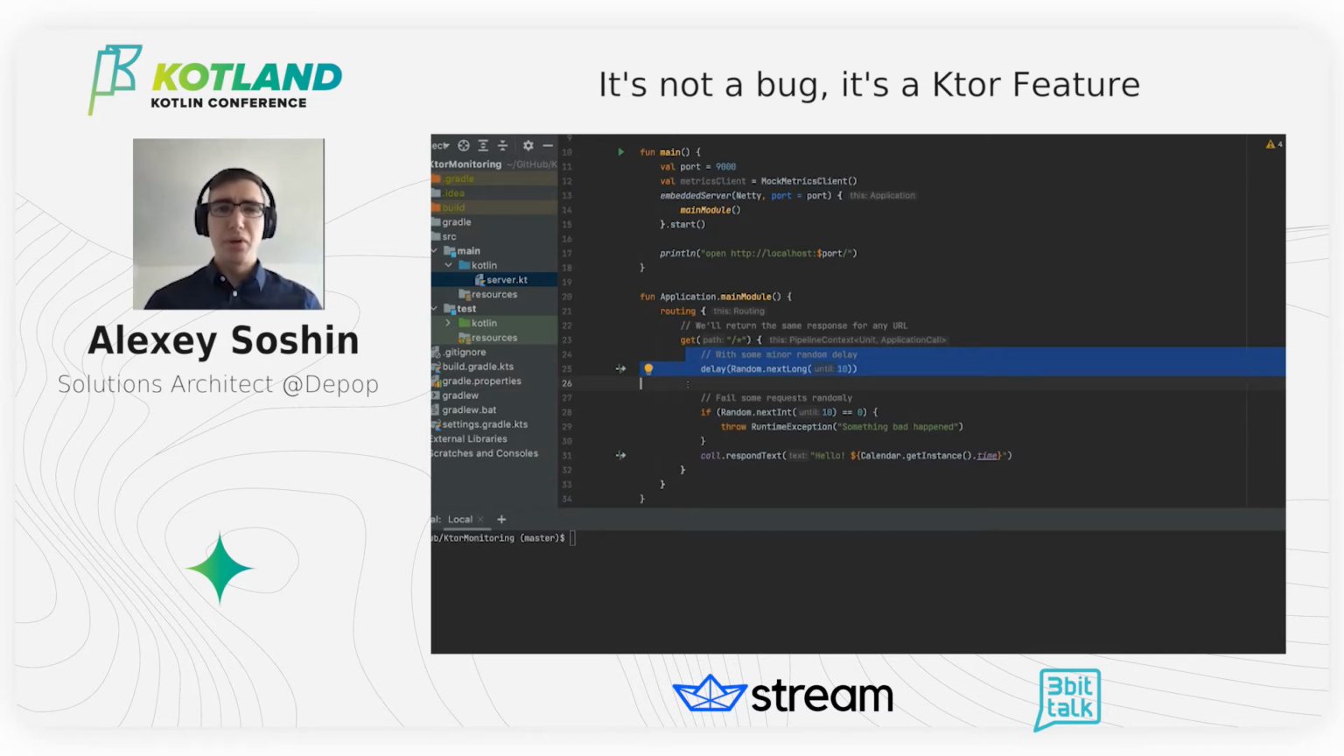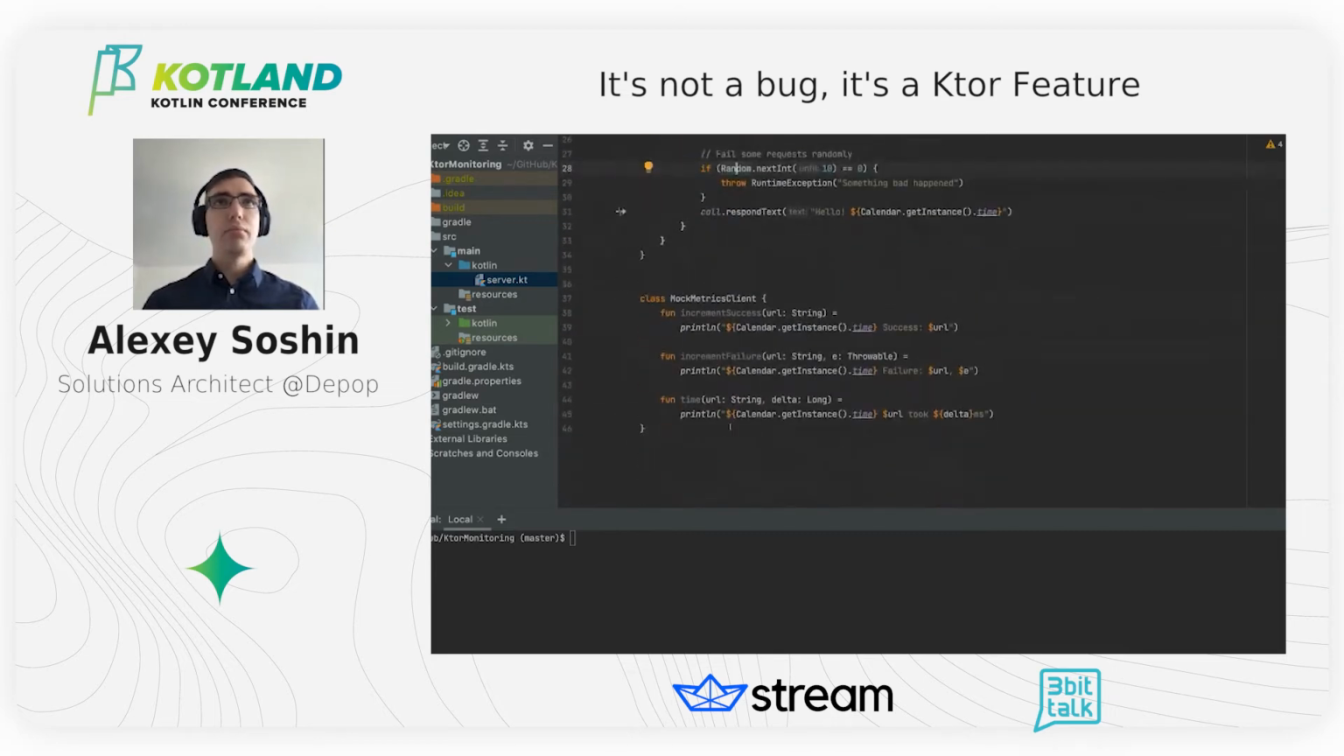We will see how we can implement a custom plugin to monitor this server. In order to do that, I created a mock for our metrics client. If you ever worked with StatsD, it's the same API, but instead of sending metrics to the metrics collection service, it will just print all the events to the console.